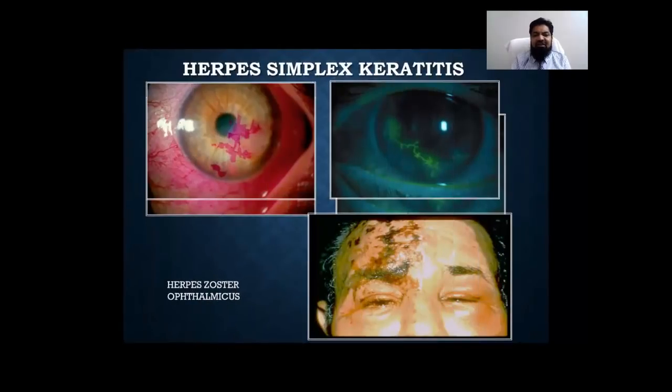And in this slide, you see viral keratitis, which is mostly herpes simplex as well as herpes zoster. On the right side, one slide is showing the dendritic pattern of keratitis, and the other picture, showing the scalp, is showing herpes zoster ophthalmicus.